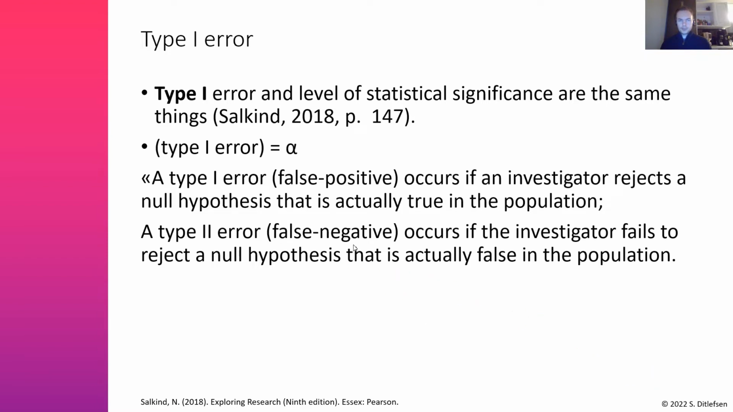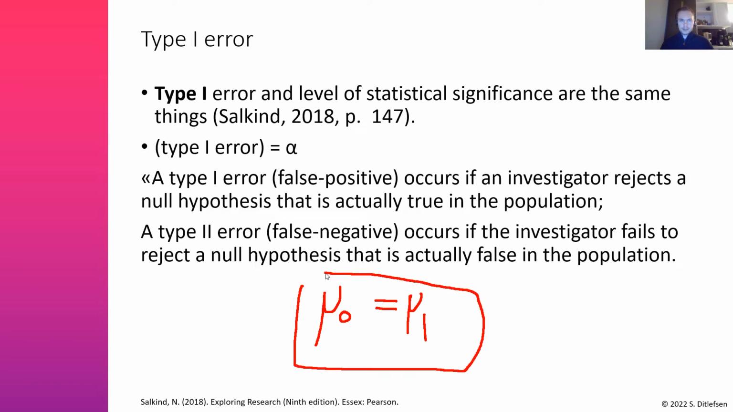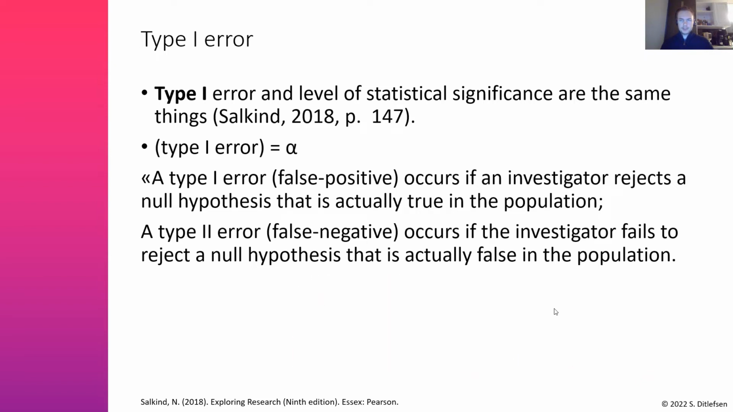A type 2 error occurs when the investigator fails to reject a null hypothesis that's actually false. So type 1, we know that one. Type 2, we fail to reject. So we have μ0 equals μ1. This is our hypothesis, and it's actually false, but we don't reject it. We think it's true. This is type 2.